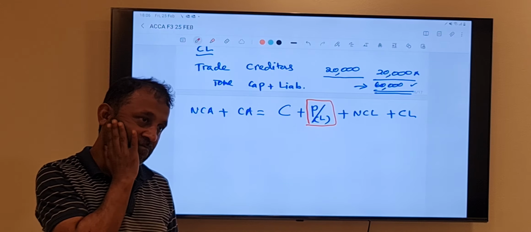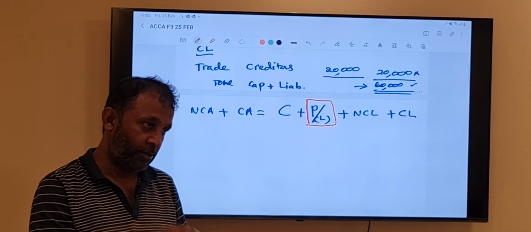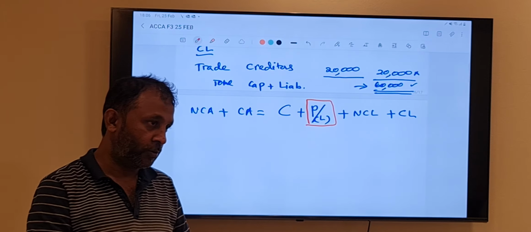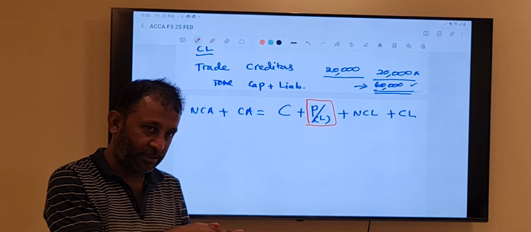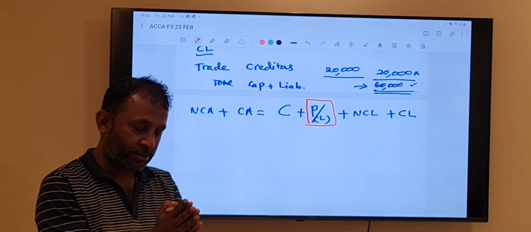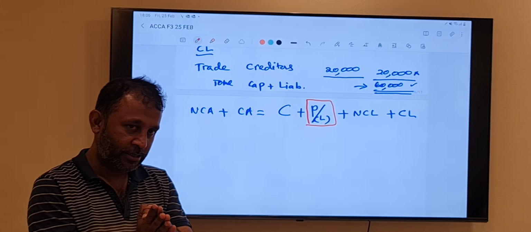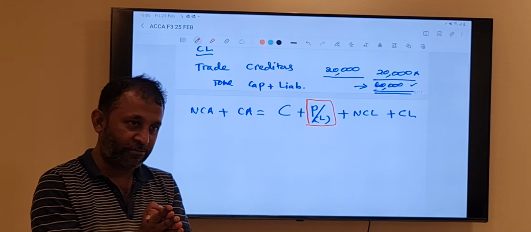Profit is an income. Income earned. No. Profit is a surplus from the business. In a way, that's correct. Profit is the difference between cost and the selling.